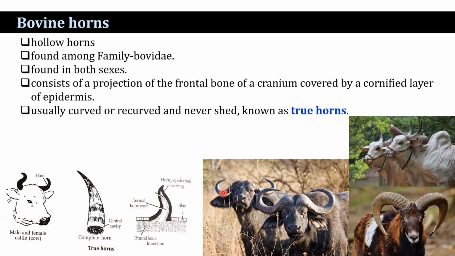Each horn consists of a projection of the frontal bone. This is the frontal bone, and this is the projection of the frontal bone of the cranium, and that is cornified by the epidermis, especially the stratum corneum modified here. Bovine horns are usually curved and recurved, but never shed. This type of horn is known as true horn, and it is found in both sexes.